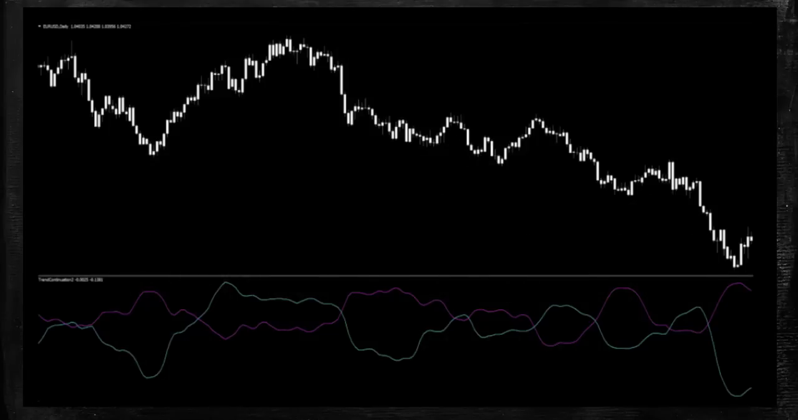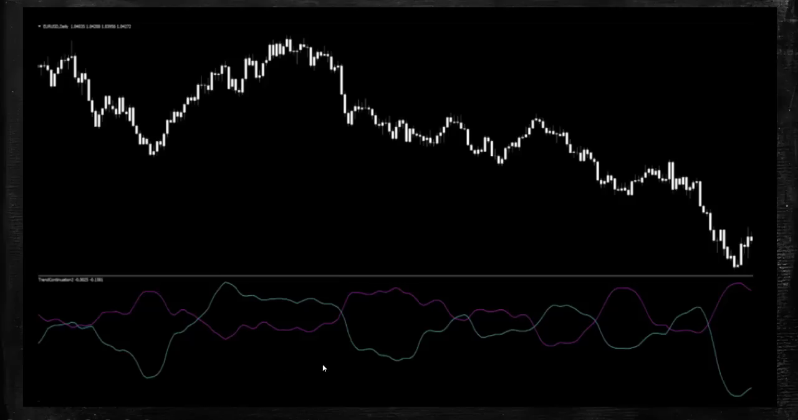Pretty darn simple. Your light blue line is your signal line. So anytime this crosses and closes above the magenta over here, that's going to be a long signal. And that's where you'll get in. And then conversely, short the other way.